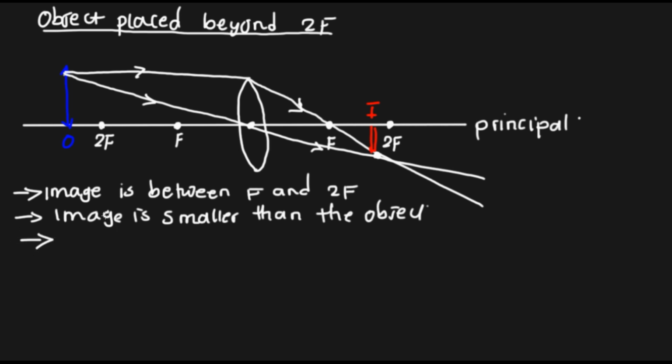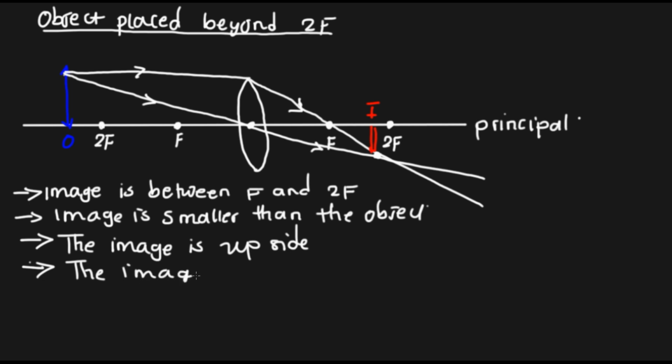Then apart from the image being smaller than the object, we can see that the image is upside down. So what do we mean by upside down? We can see that the image is facing down. Then the image is real. Now, how can you know that the image is real? When it is facing the downward.